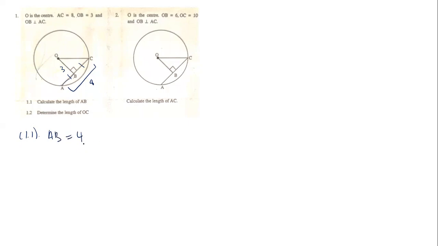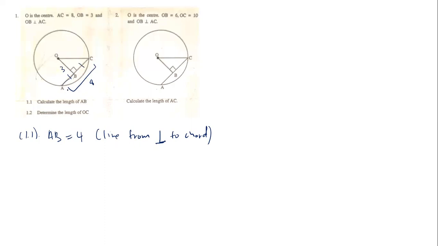You're going to get your full marks. You're going to say AB is equal to 4. And why are you saying AB is equal to 4? This is your reason: line from center perpendicular to chord. This normally could be 1 mark or 2 marks, whereby you need your statement and your reason. So AB is equal to 4 units because we have a line from the center which is perpendicular to the chord.